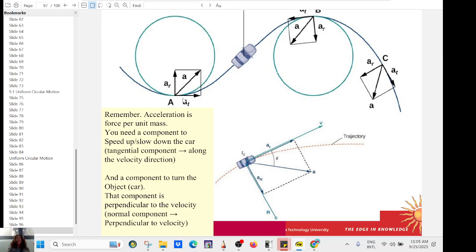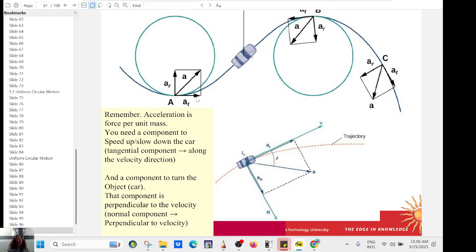So what do you think this acceleration is going to do? The car is going this way, and then you have a force from a thrust. The thrust is pulling or pushing the car. So what is that force going to do? Accelerate, making it go faster. However, you also have a force here from the static friction changing the direction of the velocity. So it's doing two things.